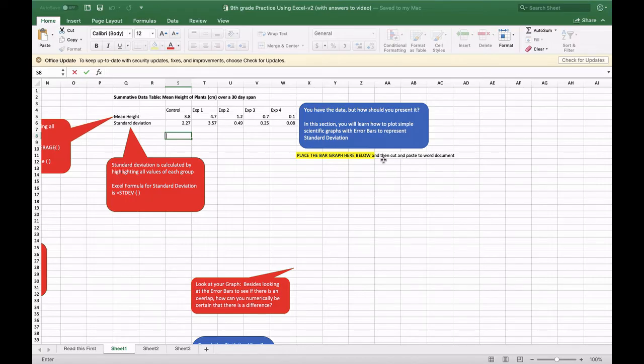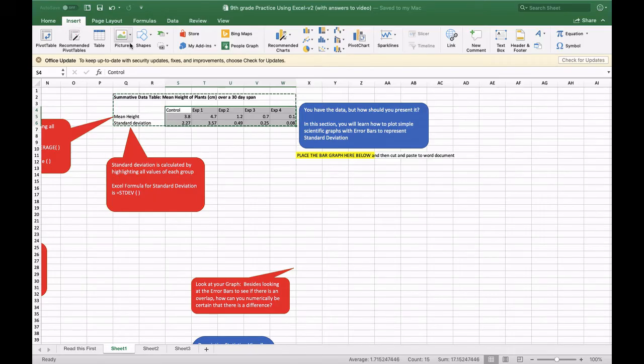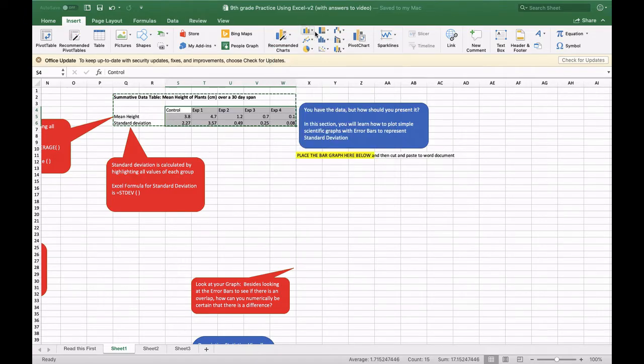So in order to make a graph, you need to highlight whatever it is that you are going to graph. And in this case, you are going to graph your control groups and your experimental groups. So notice that I highlight that information, and then I go to Insert, and I want to insert a graph. So I scroll here to either recommended charts. It'll show you what the charts look like, or just a bar graph.